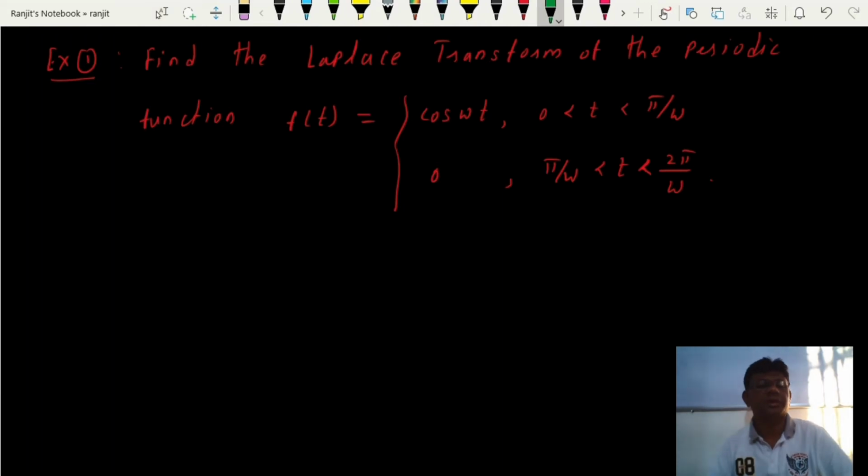Let us see some example. Now example 1, find the Laplace transform of the periodic function f of t is equal to cos omega t if t is between 0 to pi by omega, and f of t is equal to 0 if t is between pi by omega to 2 pi by omega.